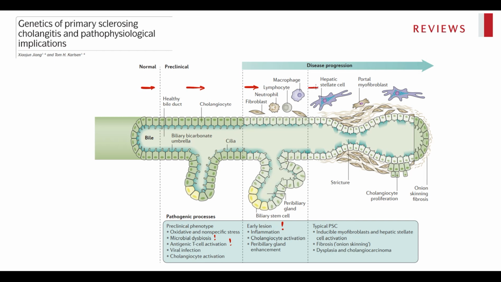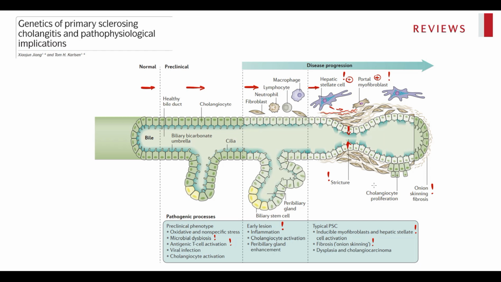As the disease progresses, inflammation causes activation of hepatic stellate cells and portal myofibroblasts, which begin to produce connective tissue. And massive production of connective tissue results in formation of onion skin fibrosis, which will cause stricture of the biliary duct. Exactly this fibrosis in the biliary ducts is the hallmark of this disorder, and it's exactly the reason why we call it sclerosing cholangitis.